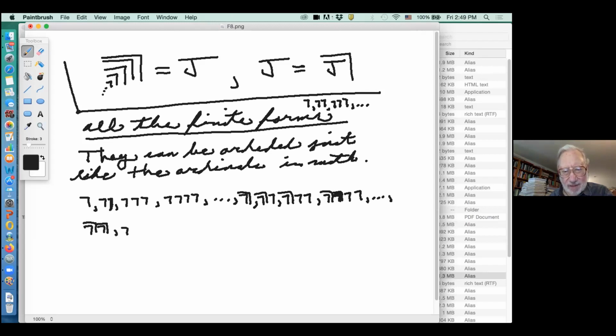And then one more, and one more. And this is going to go on forever. And you see it's infinitely tedious or infinitely astonishing how many forms there are.